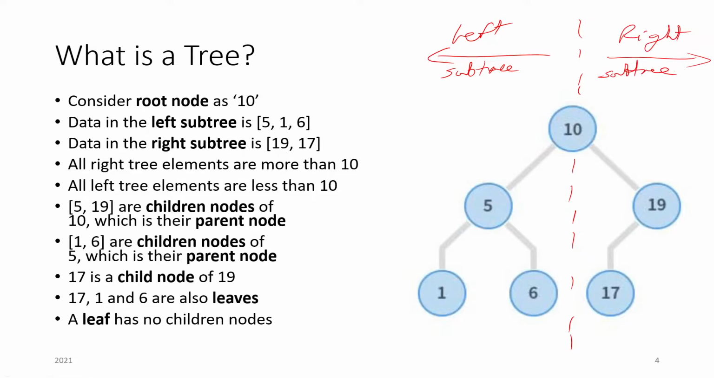And this is with respect to our starting node here, which is root node 10. So anything here that's on the left subtree would be these nodes that are to the left of our root node. So it would be 5, 1, and 6. Similarly, anything for the right subtree will be anything to the right-hand side of our root node, which will be 19 and 17.